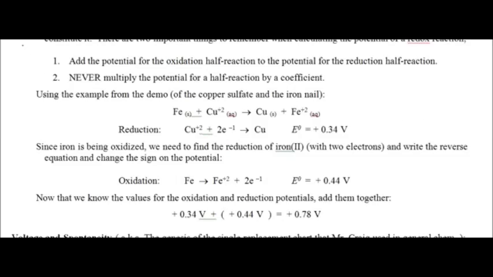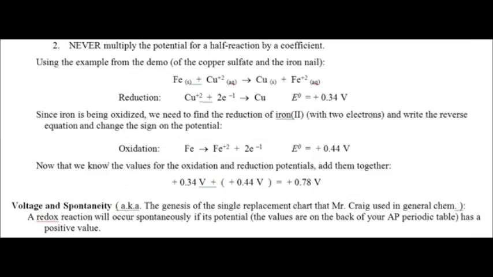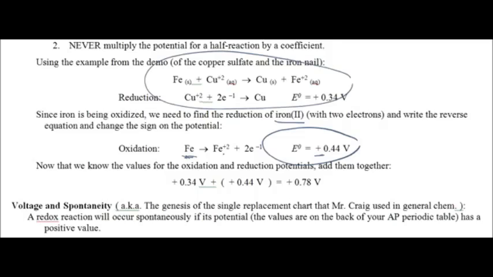All right. Let's see here. Since iron is being oxidized, we find the reduction for the iron 2, and again, this information is on your chart. Since this is an oxidation, it'll have a positive voltage. I'm looking at this example up here, I apologize. So this is our iron nail going to iron ions, and we don't have any oxidation reactions on our standard reduction potential sheet, so we have to flip the equation, therefore flipping the sign.